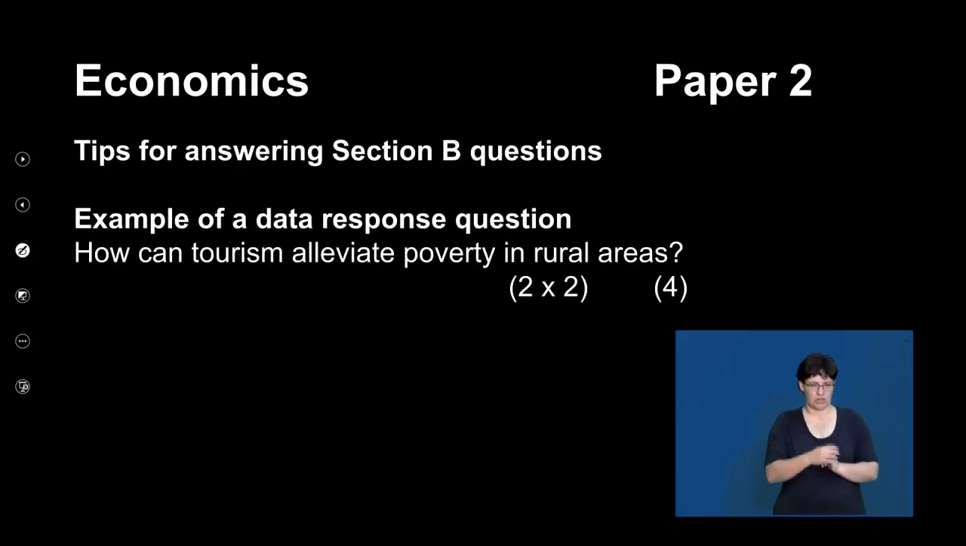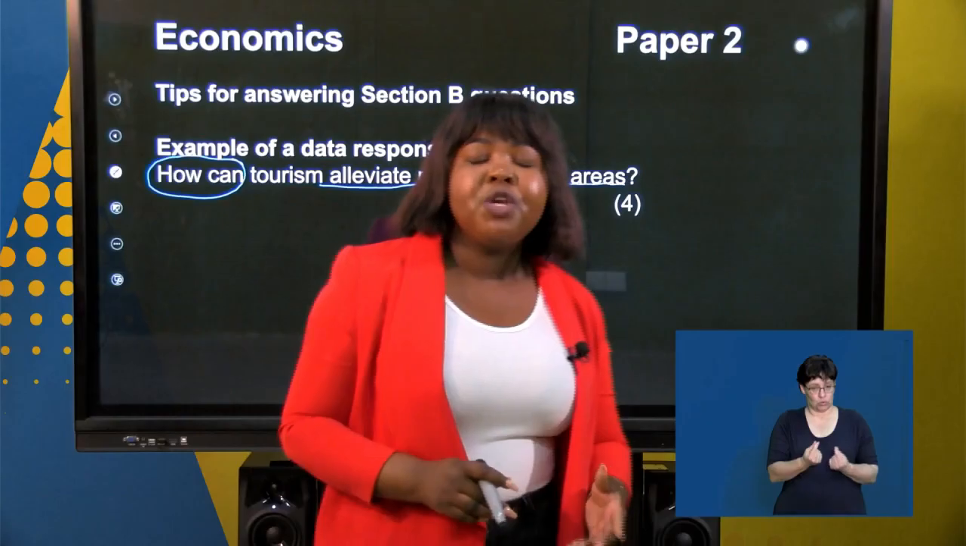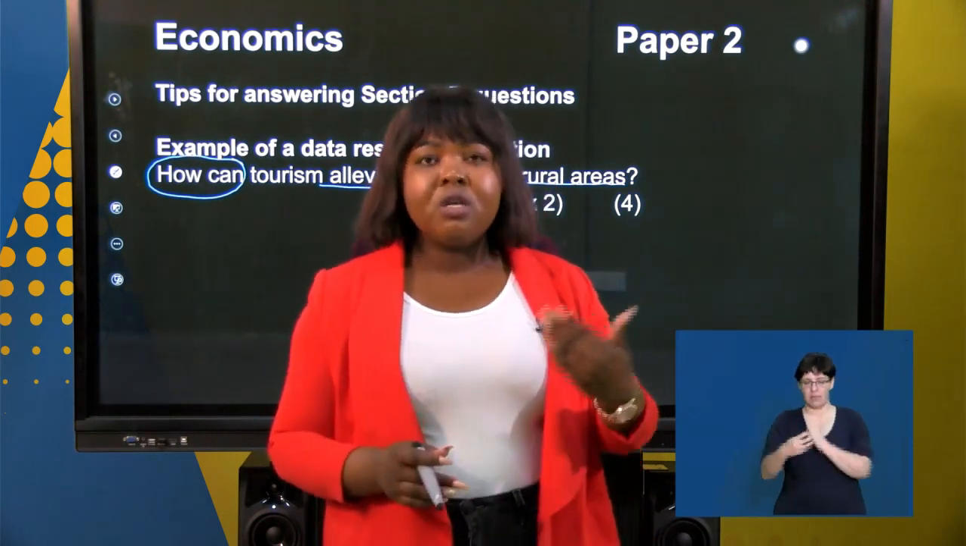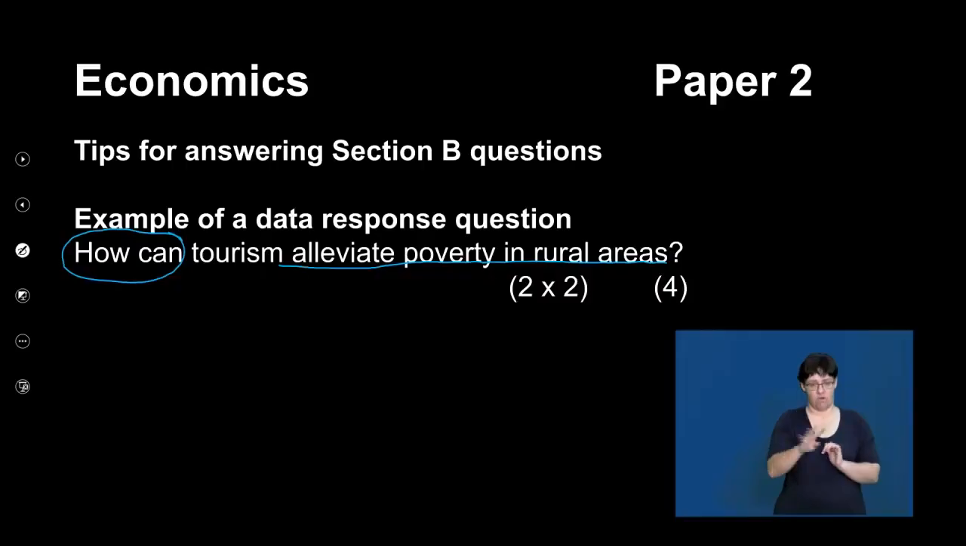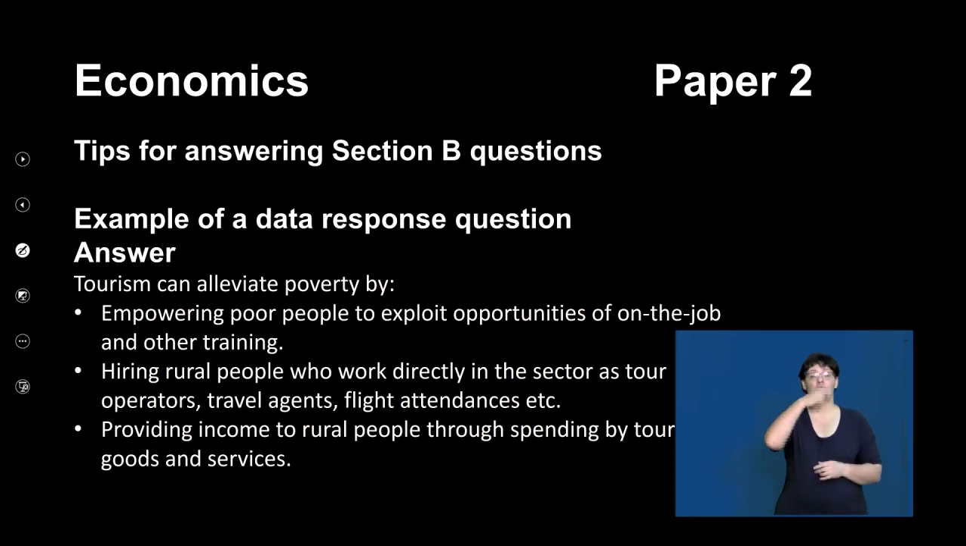Let's look at a question that carries 4 marks. It says, how can tourism alleviate poverty in rural areas? It's a how question. So what you are required to do as a learner is show the link between tourism and alleviation of poverty in rural areas. 4 marks, 2 by 2, so a minimum of 2 points is required for that question. Let's look at the solution.